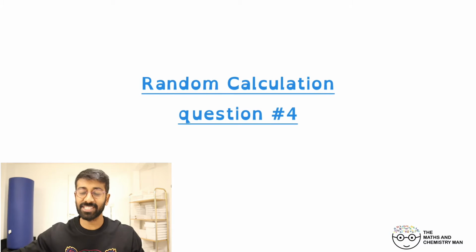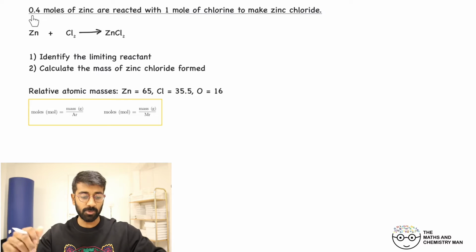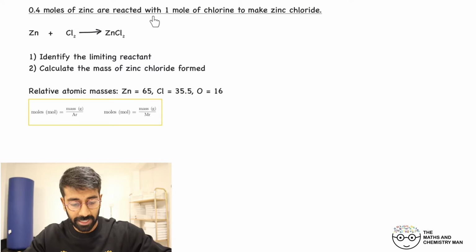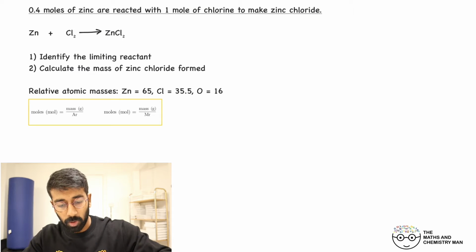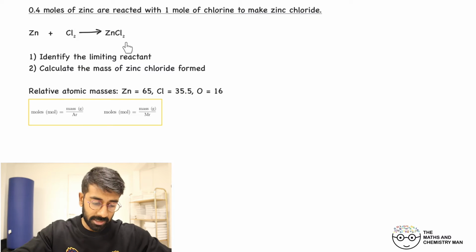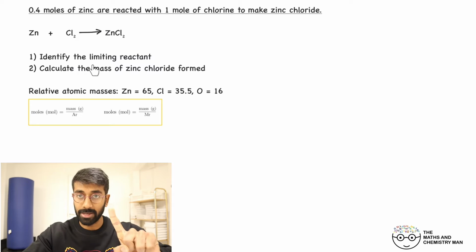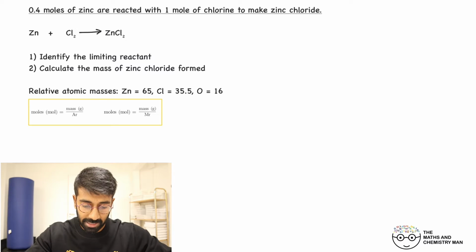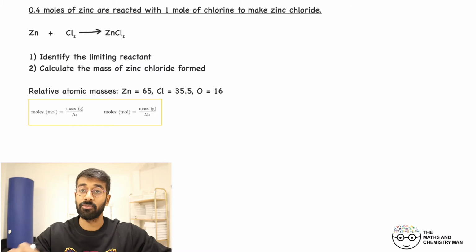Righto, it is calculation time. And here's our question. We've got 0.4 moles of zinc reacted with 1 mole of chlorine to make zinc chloride. So here's an equation for that reaction: zinc plus chlorine gives us zinc chloride. What you've got to do is, number 1, identify the limiting reactant, and number 2, calculate the mass of zinc chloride that's formed.